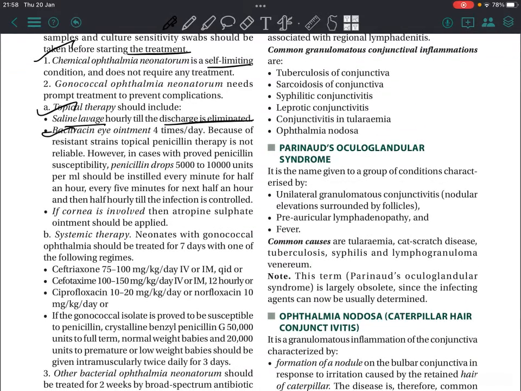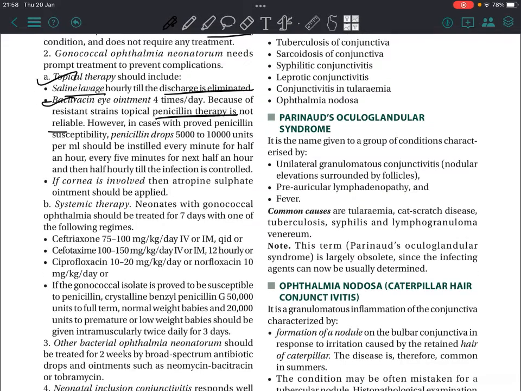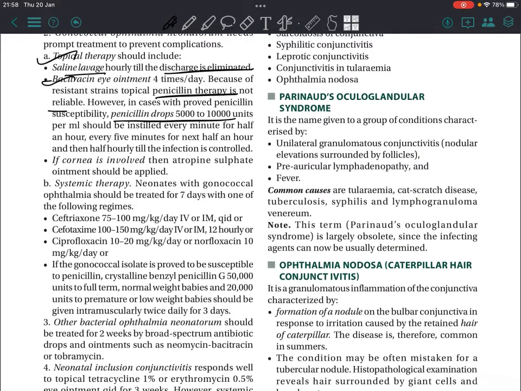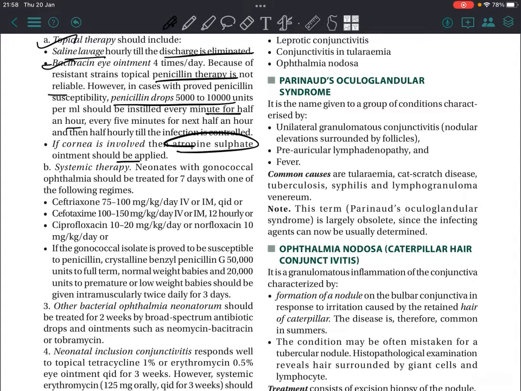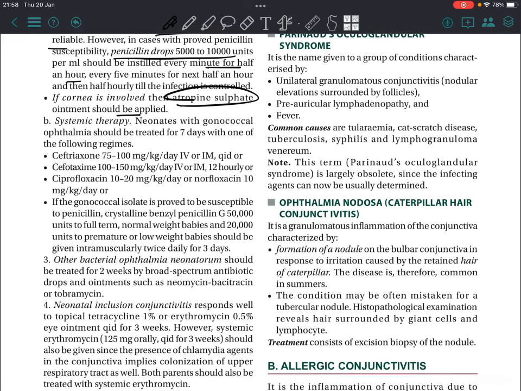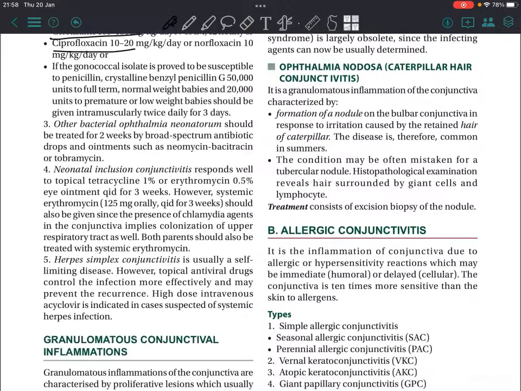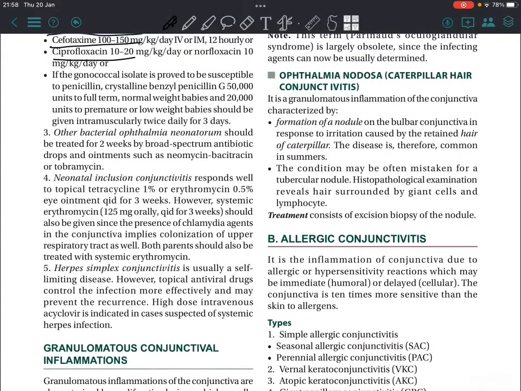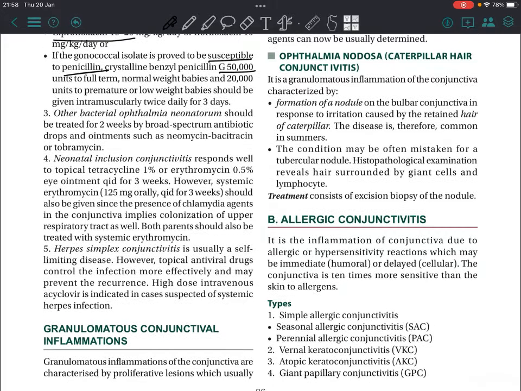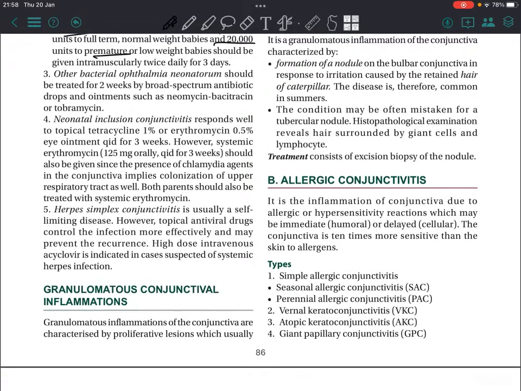Because of resistant strains, topical penicillin therapy is not reliable. Penicillin drops 5000 to 10,000 units per ml should be instilled every minute for half an hour. If cornea is involved, atropine sulfate ointment should be given. Systemic therapy: neonates with gonococcal ophthalmia should be treated 7 days with one regime of the following: ceftriaxone, cefotaxime, ciprofloxacin, norfloxacin, etc. If the gonococcal isolate is proved to be susceptible to penicillin, crystalline benzyl penicillin G 50,000 units to full term normal weight babies, 20,000 units to premature, given for 3 days.